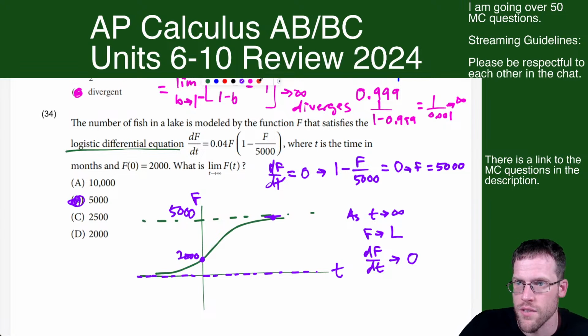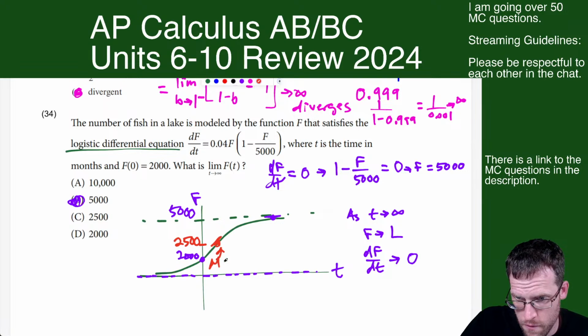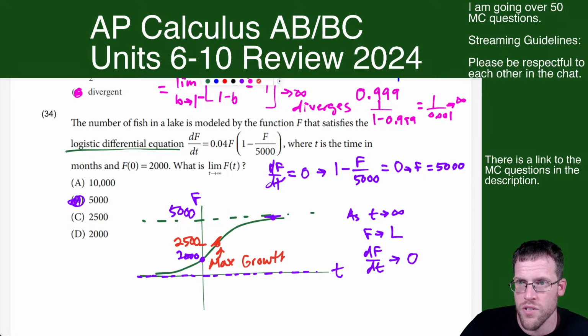Other questions they could ask you is like, when is the growth rate maximum? The growth rate is maximum at the halfway point, so at 2500. So this is max growth. And that's also the point of inflection. It's the point of inflection because that's where the graph switches from concave up to concave down.